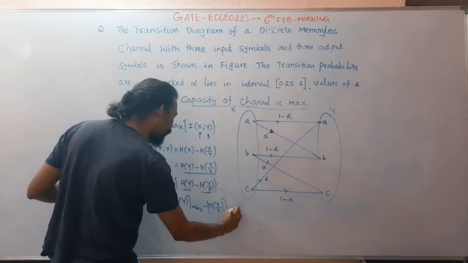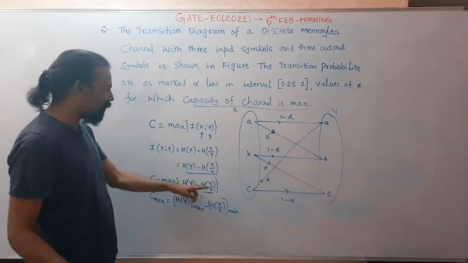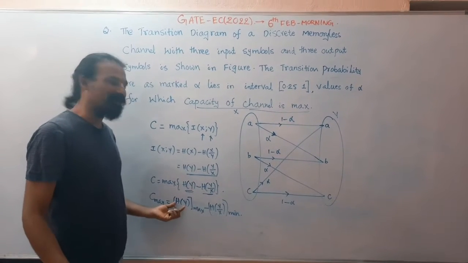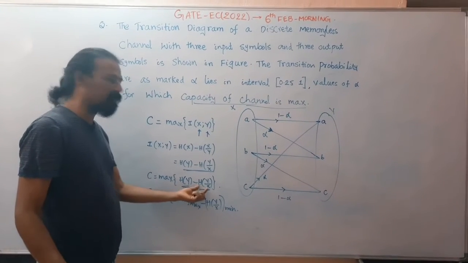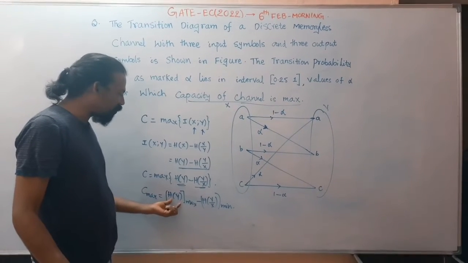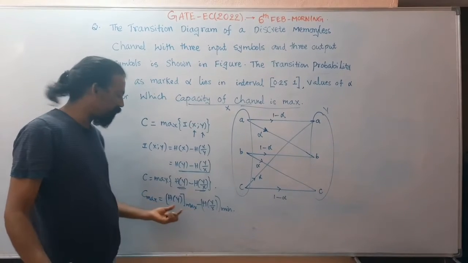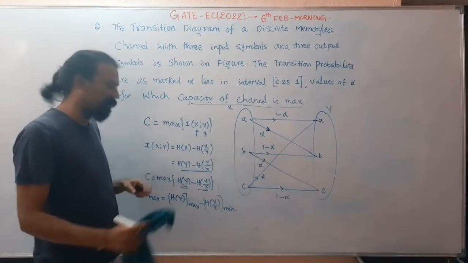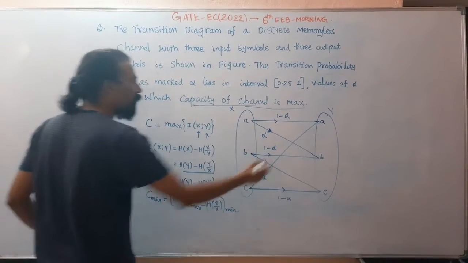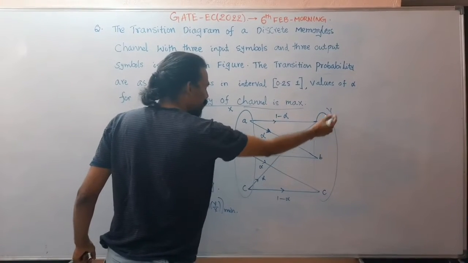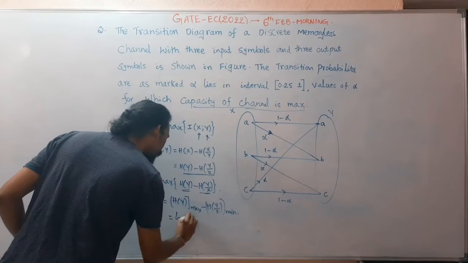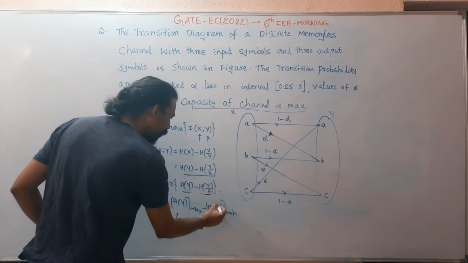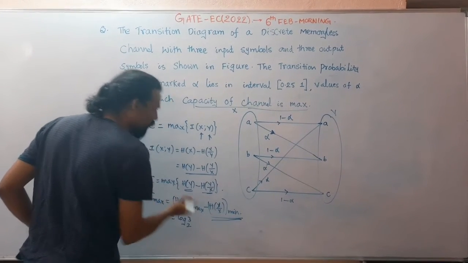The maximum of H(Y) minus H(Y|X) is nothing but the maximum of H(Y) minus the minimum of H(Y|X). Maximum minus minimum, you will get the maximum value. Now the channel output contains A, B, C, so this value equals log 3 base 2. Now we are focusing on H(Y|X).